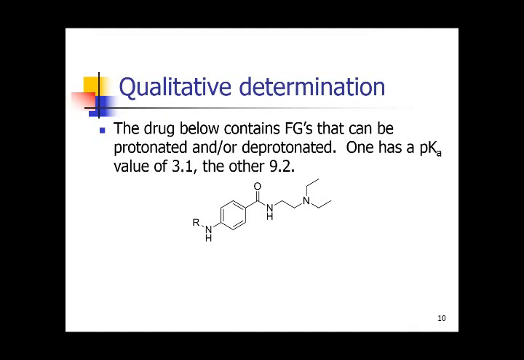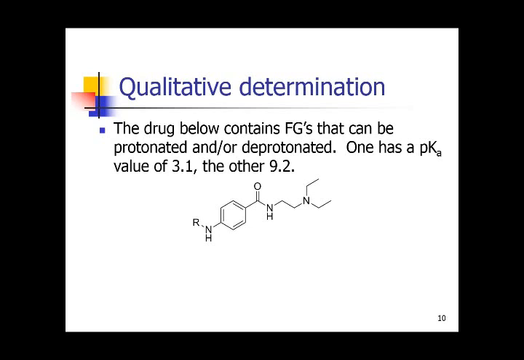Let's look at another example. There can be thousands of examples. We're not going to go over a whole 1,000, but there are a lot. The drug molecule below contains a functional group somewhere that has a pKa of 3.1 and another that has a pK of 9.2. Firstly, where are they and what will they be, protonated or unprotonated, at physiological pH?